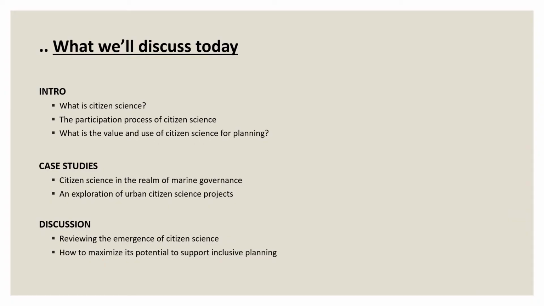Regarding the structure of this presentation, I'll begin by outlining an introduction to what citizen science is. I'll then detail the participation process that underpins citizen science before looking into the value and use of citizen science for planning. I will then assess a couple of case studies of citizen science projects based both in marine and urban planning realms to get a better understanding of how volunteers are used in citizen science projects, what the knowledge is that these projects create, and where this knowledge goes to. I will then finish by having a discussion that reviews the emergence of citizen science and looking into how we can maximise its potential to support more sustainable and inclusive planning practice.